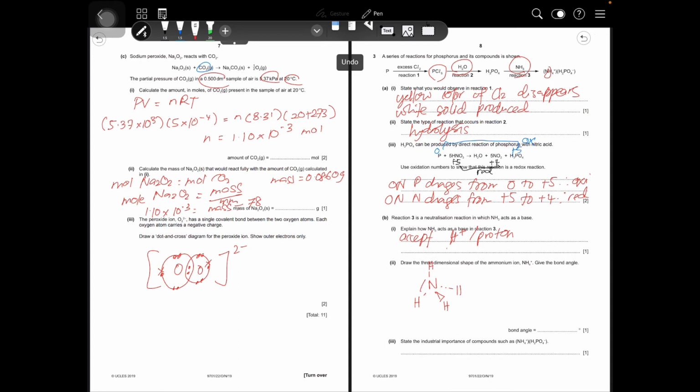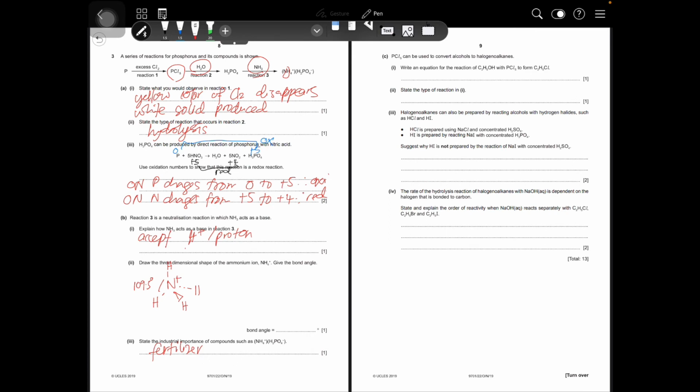The bond angle must be 109.5 degrees. So don't forget the charge. State the industrial importance of compounds such as ammonium hydrogen phosphate. Any product with ammonia, for your level, is usually used as a fertilizer.